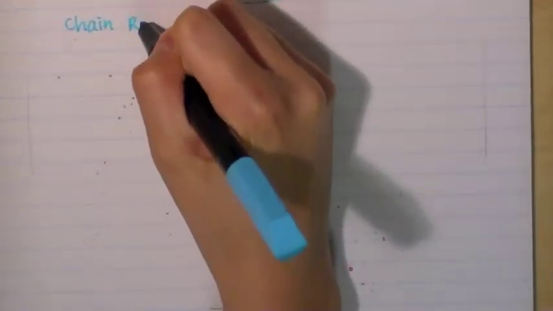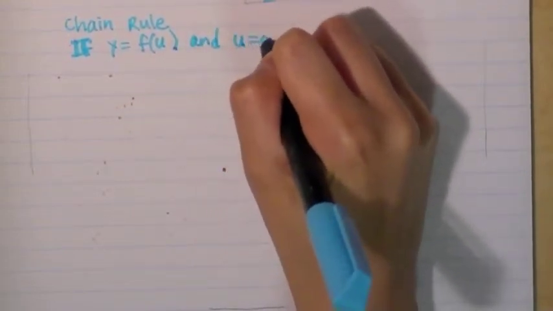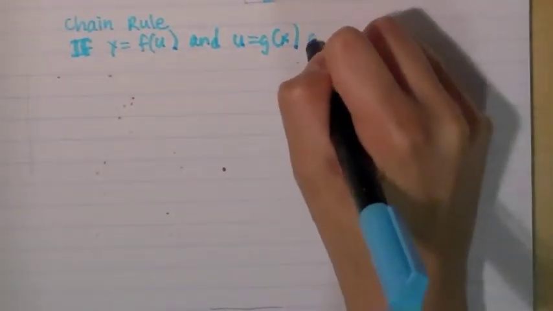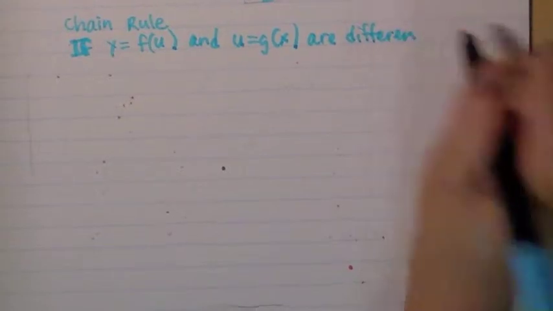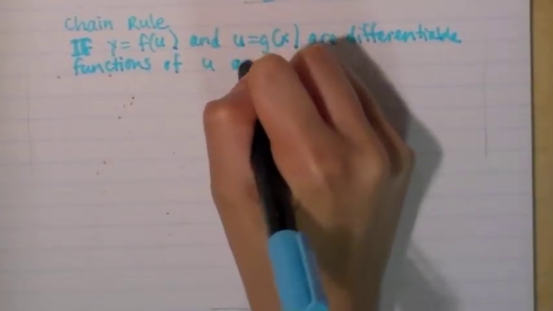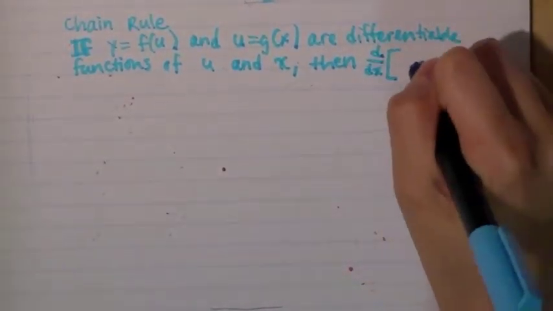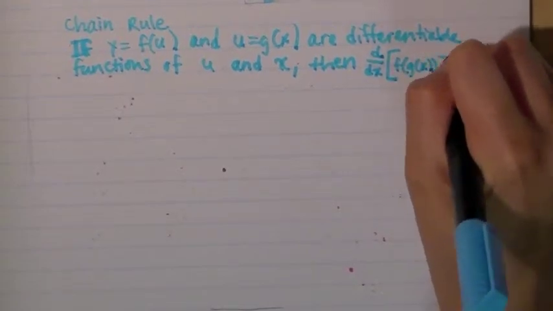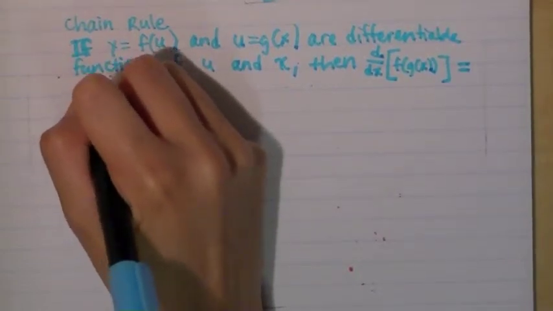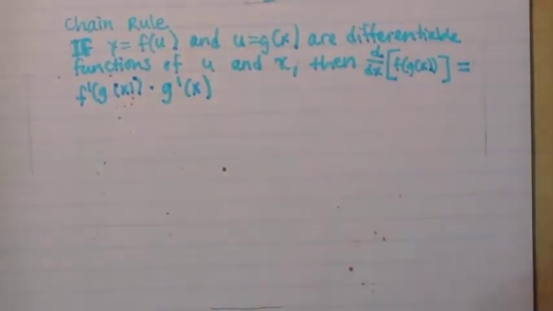First thing we're going to recap is the chain rule. So what the chain rule says is, if y equals f of u and u equals g of x, and these are differentiable functions of u and x, then d dx of f of g of x will equal f prime of g of x times g prime of x.